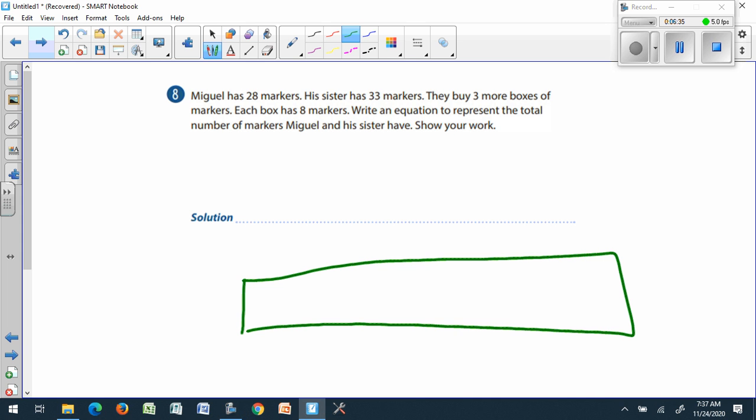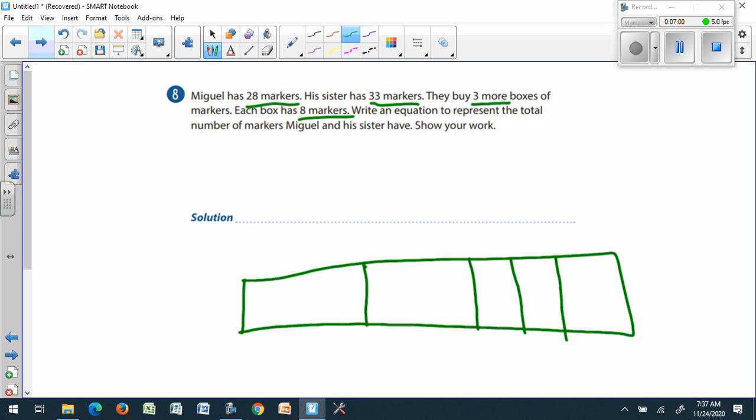Okay, and I'm going to start off with my larger numbers of what the kids have, and then these are the boxes they're going to buy. Those are the smaller boxes. So why don't you pause the video and complete those boxes with the correct numbers in it. Okay, and reread the problem if you need to. There's a lot of numbers in this problem.